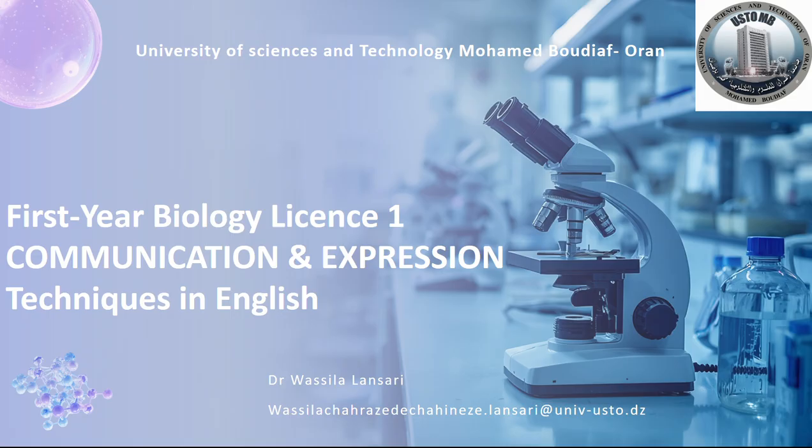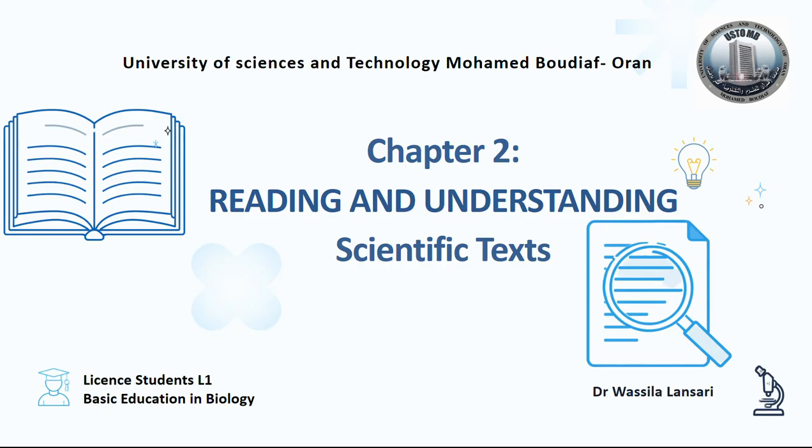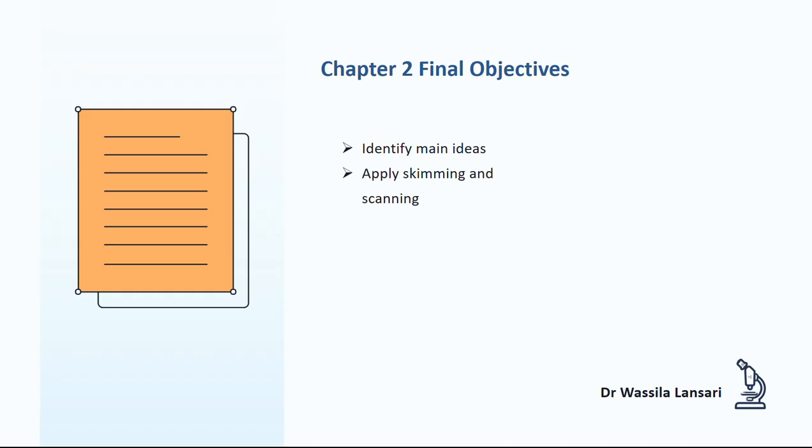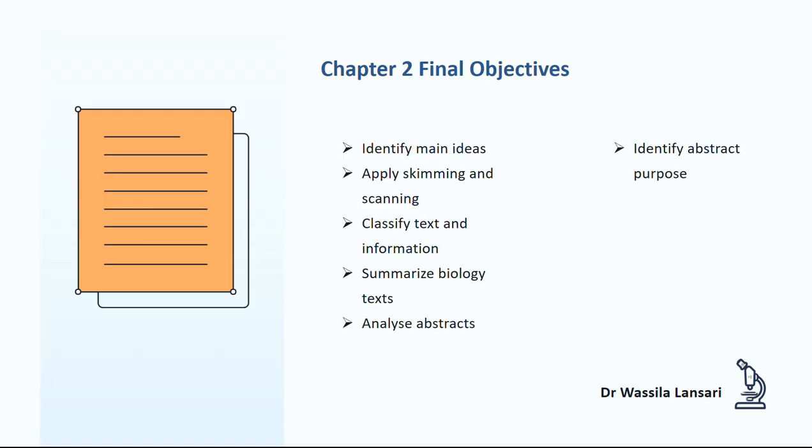In this new video, we are going to deal with the second chapter entitled Reading and Understanding Scientific Text. By the end of this chapter, you will be able to identify the main ideas of a scientific text, use reading strategies such as skimming and scanning, summarize biological text, analyze scientific abstract using the IMLAT structure, which is to identify the abstract's purpose, the method, the result, and the conclusion.